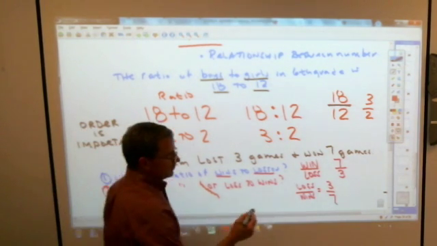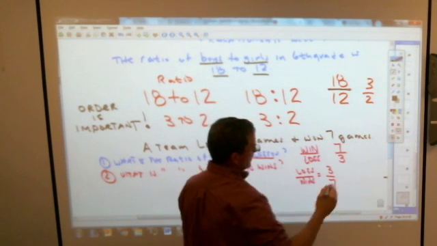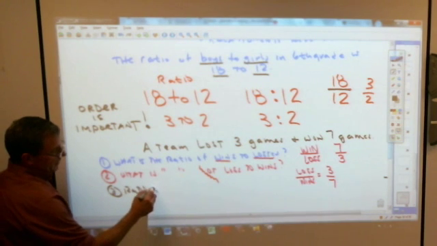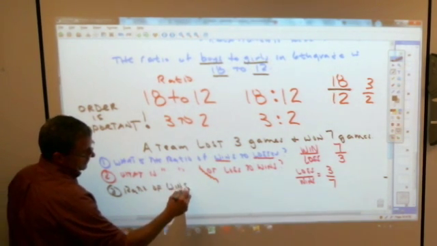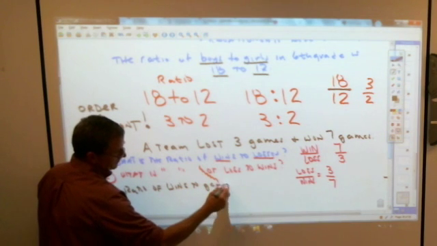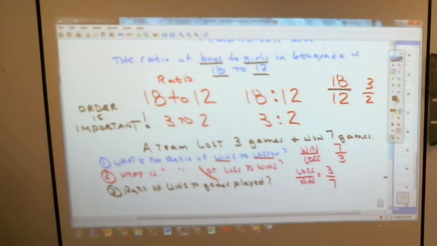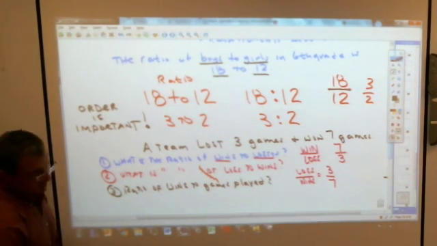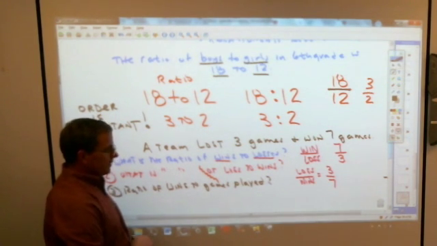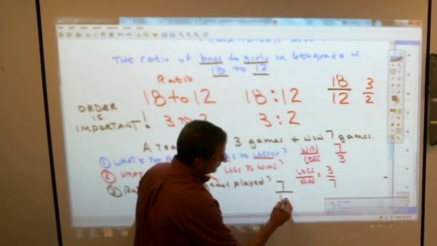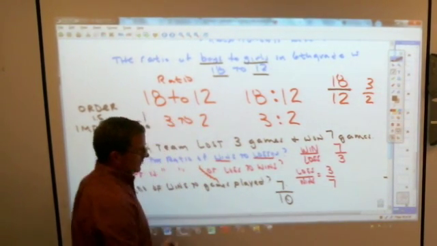And then just to throw you for a loop, let me ask you one more question. What would be the ratio of wins to games played? You may have to do a little bit of work there, but you should be able to get it. How many wins were there and how many games were played would be, Lilia? 7 to 10. Yeah. 7 wins, 10 games played.